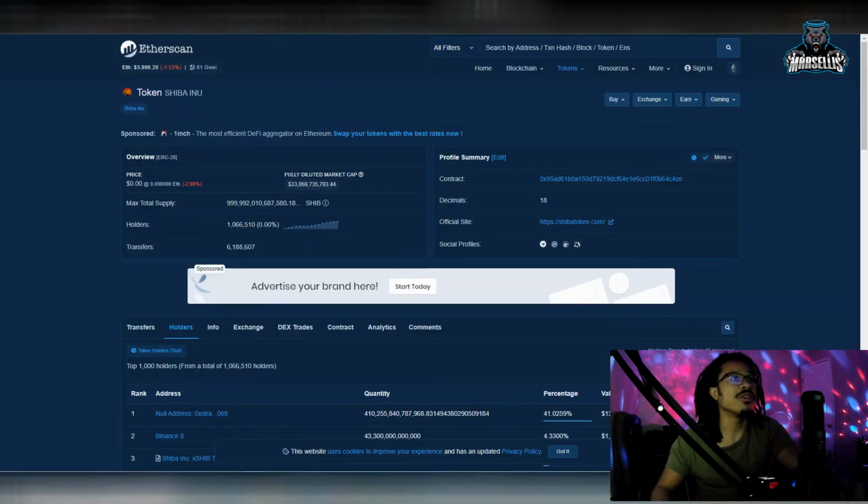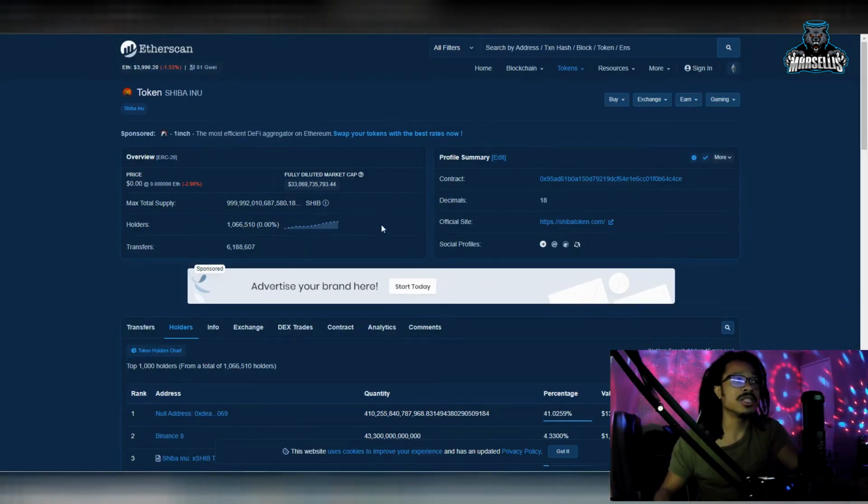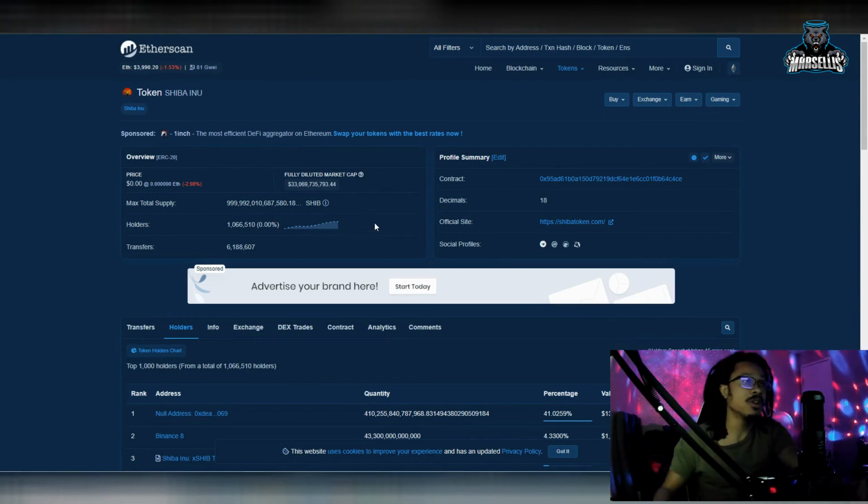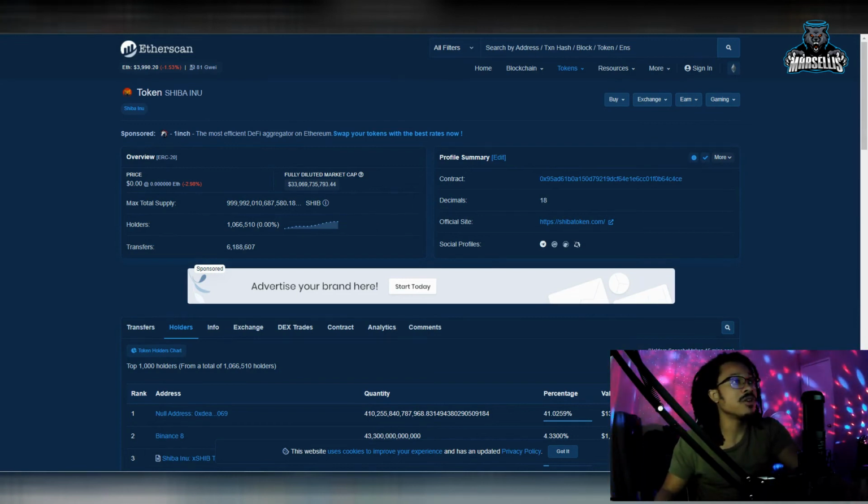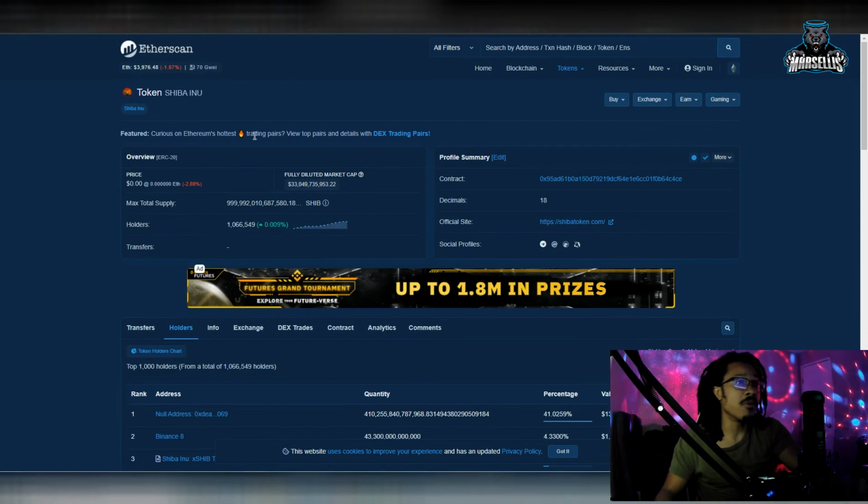But anyways, Shiba Inu is now at 1,066,510 people. So we got a good amount of people in Shiba Inu here. And yeah, let's just keep getting more and more people into Shiba Inu and let's keep growing.